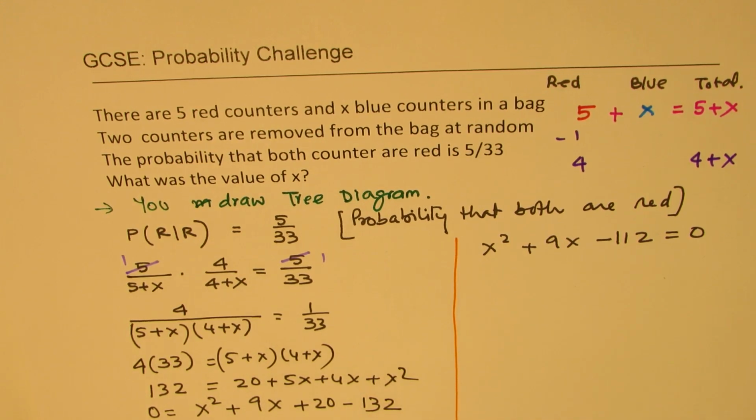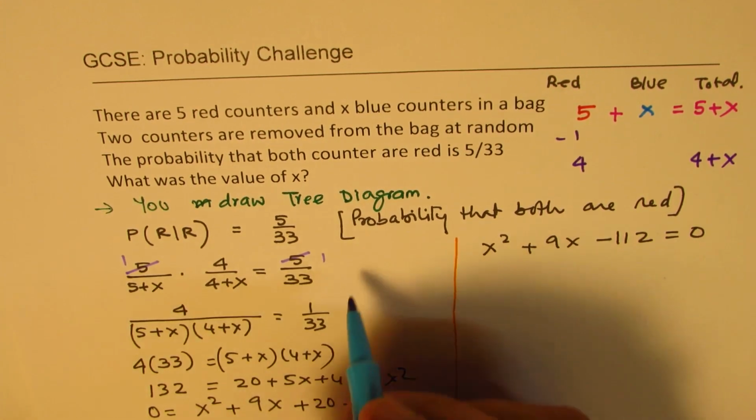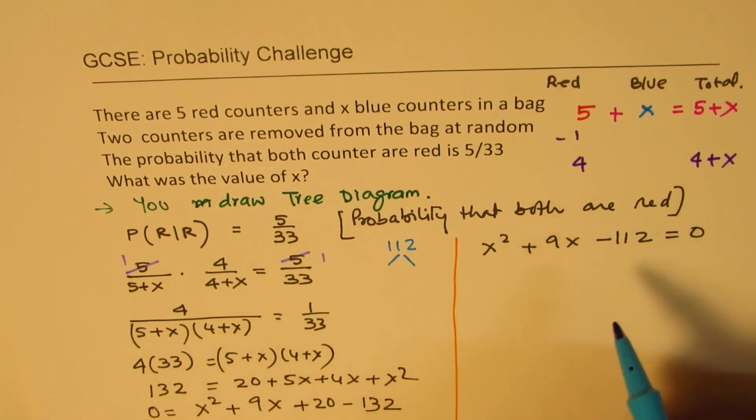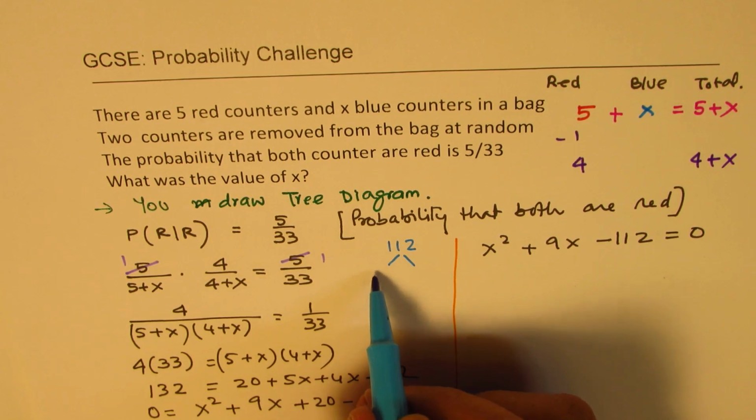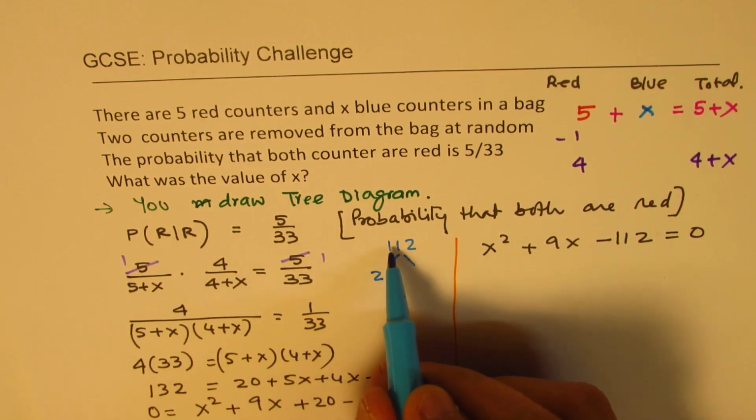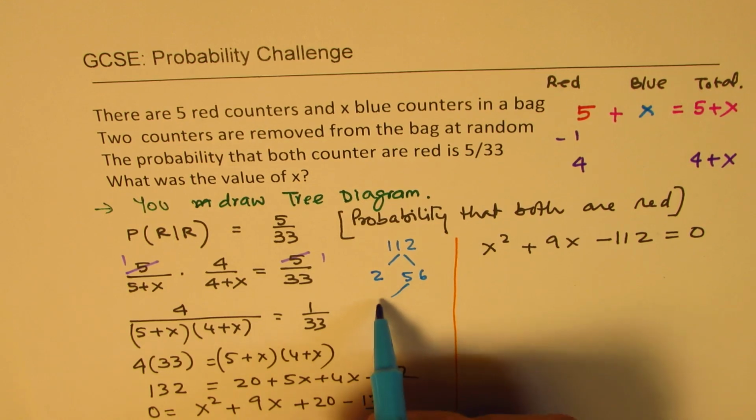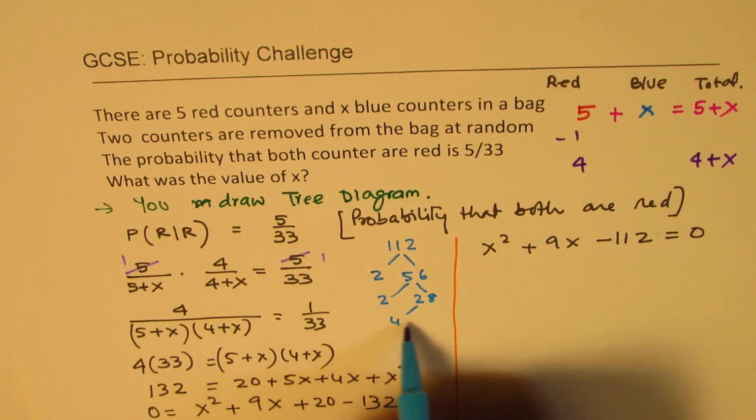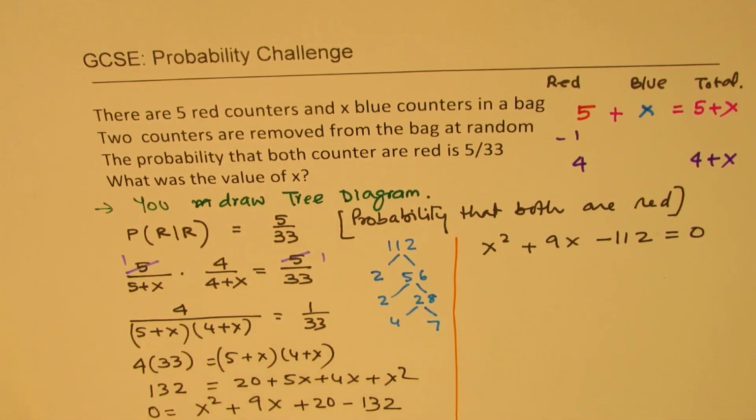Sometimes it becomes difficult to figure out. So what we do here is work with the number 112 and try to find its factors. These are good techniques to learn, right? For example, 112 could be 2 times what? 2 times 56, correct? Now 56 could be written as 2 times what? 2 times 28, and that could be written as 4 times 7 or something like this. So in this fashion we could get a kind of tree, and that can help us to find a solution.